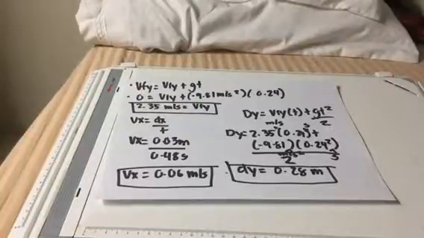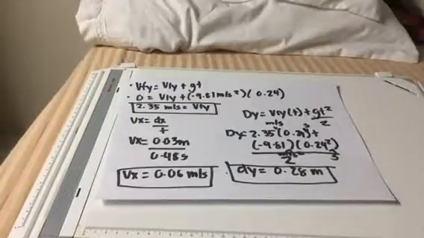Then we move on to Vx. Same formula, Vx equals dx over t. Note, for those who are confused, Vx is Vix because it's always constant on the x-axis. So plug in the values, and you end up with 0.06 meters per second.